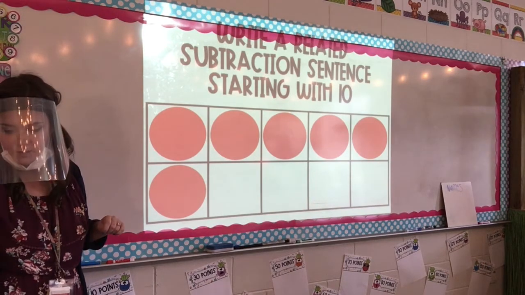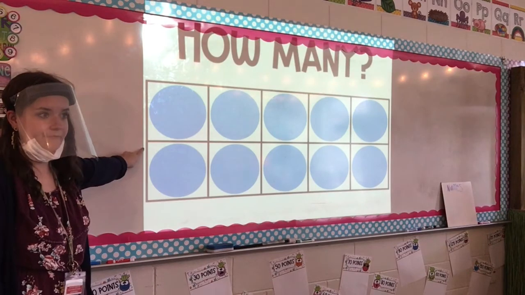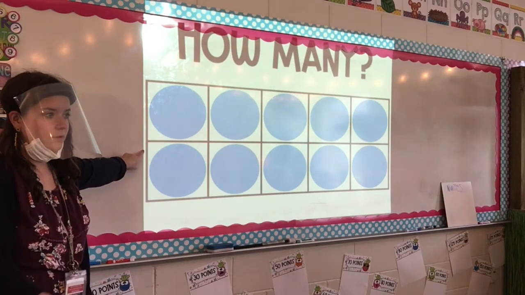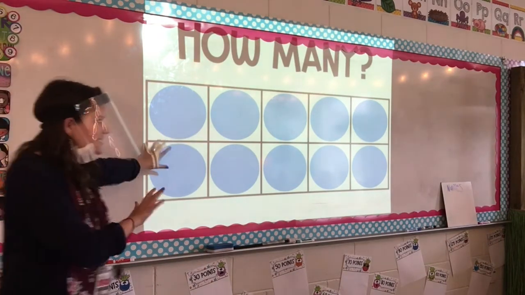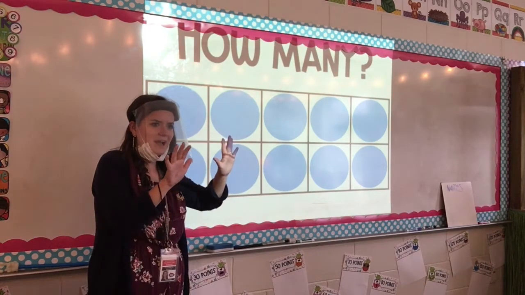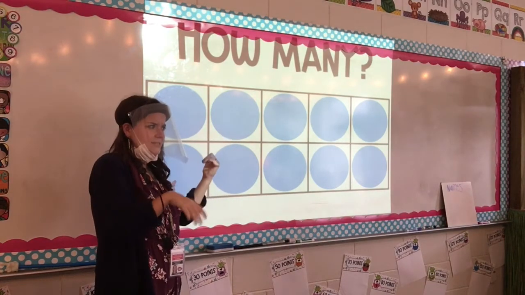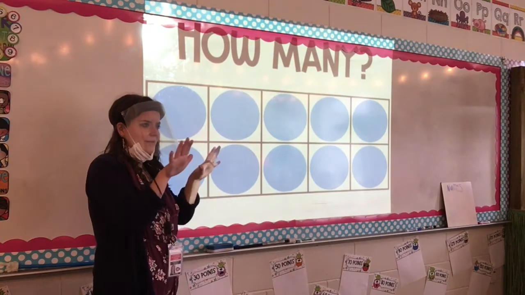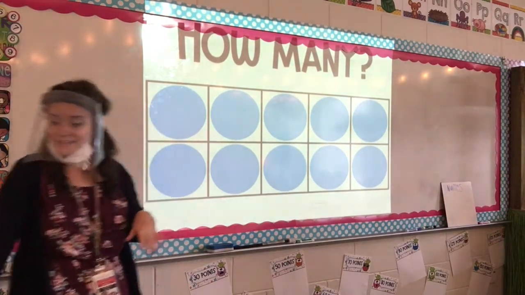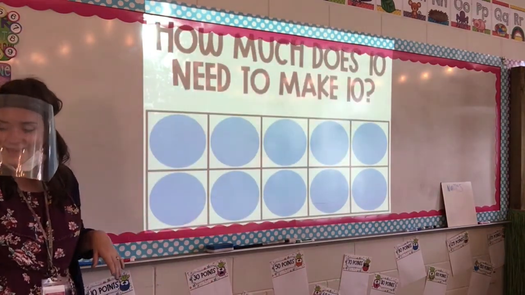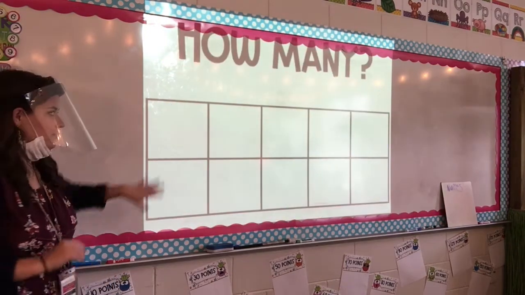Actually, let's do this one. How many do we have this time? How many do you see, Emil? 10. Does 10 need any more to become 10? No. So what would this addition sentence look like? 10 plus what, Anna? 0. 10 plus 0 equals 10. Good job.